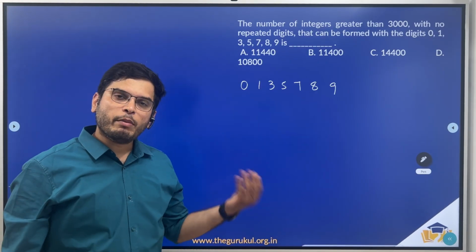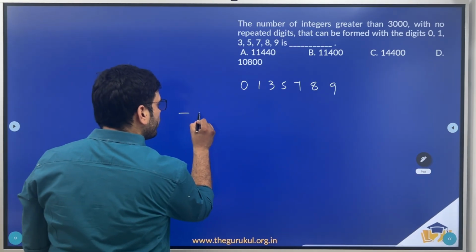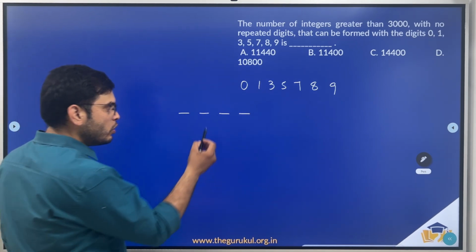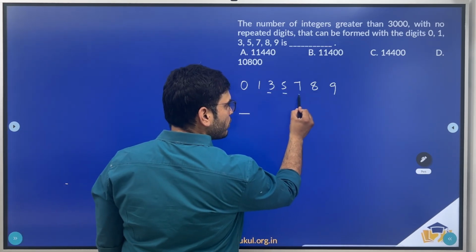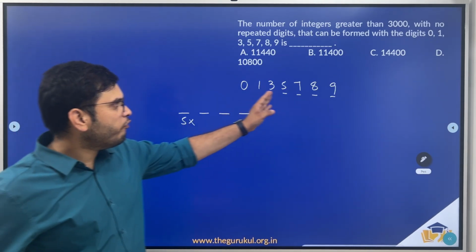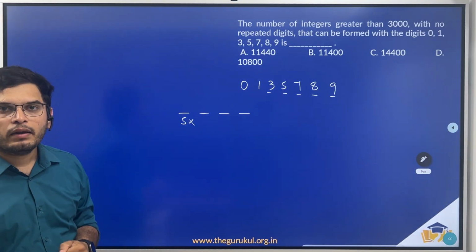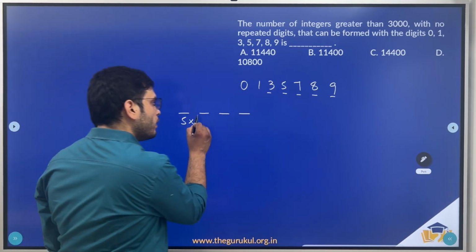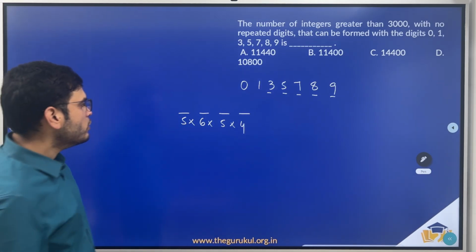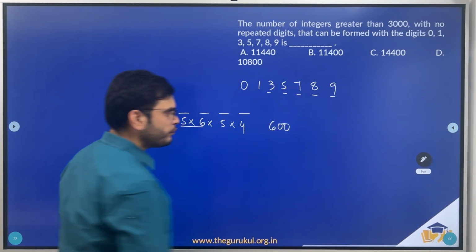Right. Greater than 3000, we can form a 5-digit number, 6 and 7-digit number as well. Right. So let us find the total number of 4-digit numbers greater than 3000. So you can have either 3 or 5 or 7 or 8 or 9 in the thousands place. So 5 into, now if you have 3, 5, 7, 8, 9, any of these 5, in the thousands place, that number will be greater than 3000 for sure. Right. So you can select the other number in 6 ways, 5 ways and 4 ways. Right. So 5 into 6, 30, 30 into 20, 600.